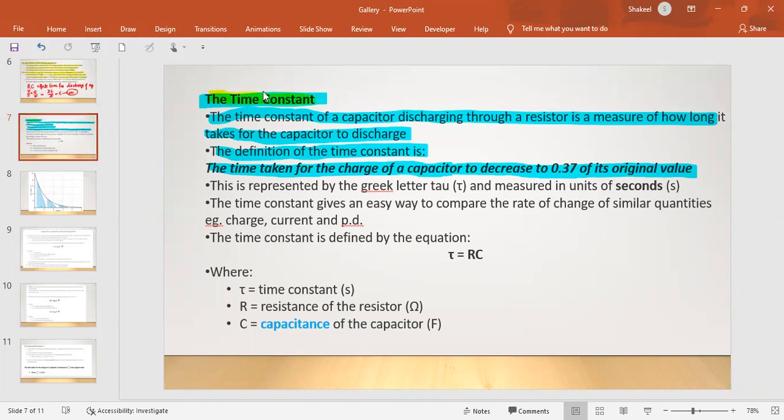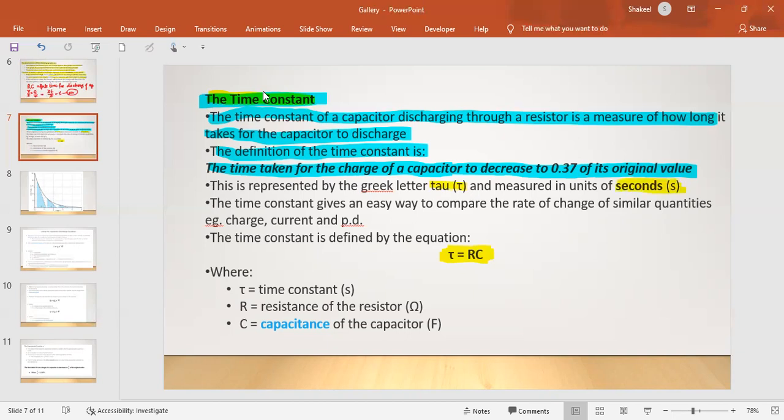Time constant is actually a product of resistance and capacitance of an RC circuit. And there are two ways to define it. The first way is its product of resistance and capacitance in a circuit. And the second way is the time taken by a capacitor to charge to 63% of its original value, or the time taken for a capacitor to discharge to 37% of its original value. So that is known as the time constant. The time constant is represented by the Greek letter tau. And of course, as it is time, its unit is second.